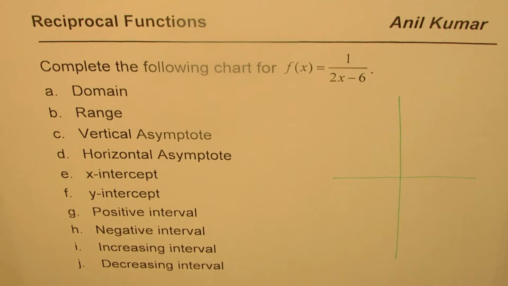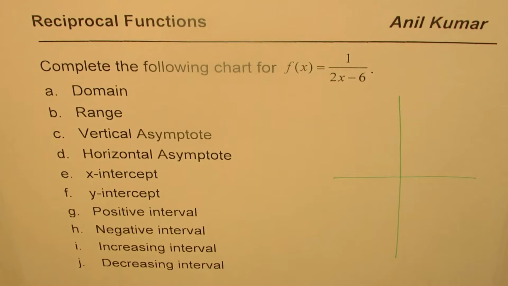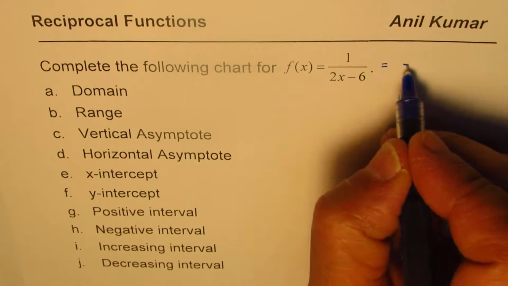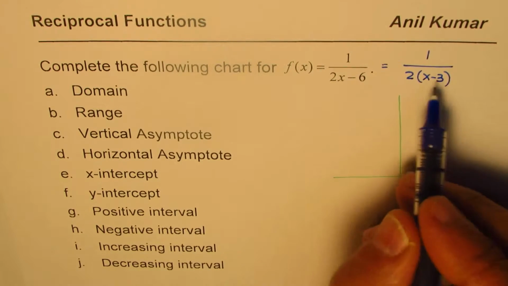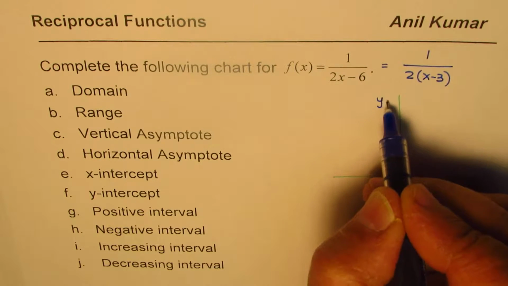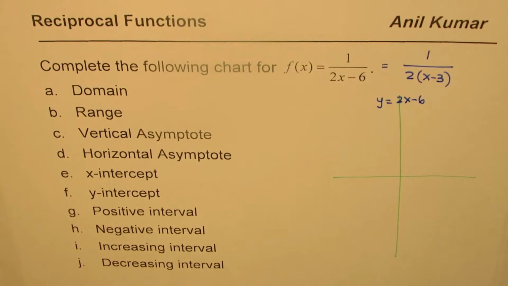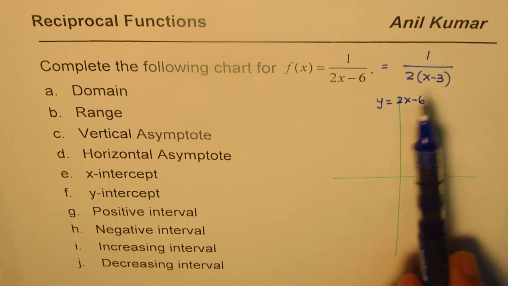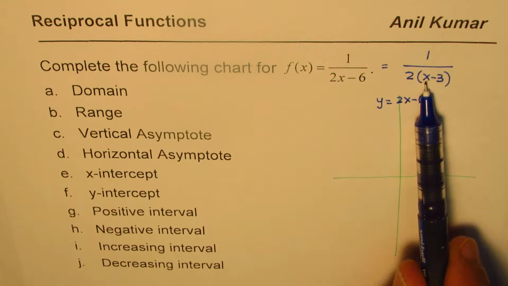Now to sketch the function, we can sketch the line, the denominator, which is 2x minus 6. Let me rewrite this as 1 over, I'll take 2 common, then we have x minus 3. So that gives us a 0 for the line. What we are sketching here is y equals 2x minus 6. So first we are sketching a line. In this case, the line has a y-intercept of minus 6, and it is 0 for x equals 3.